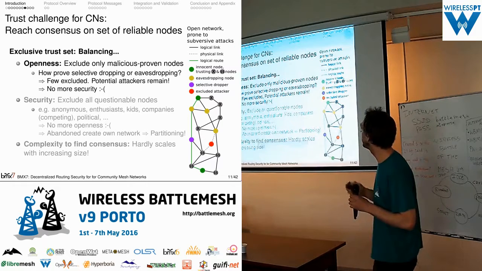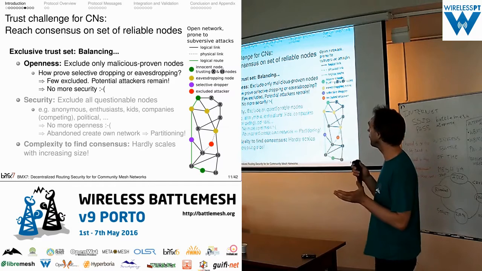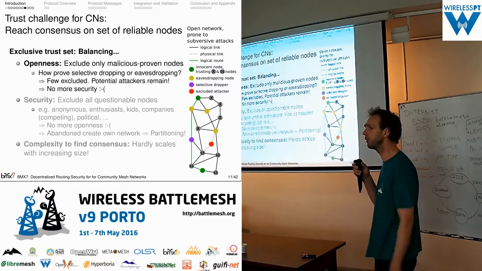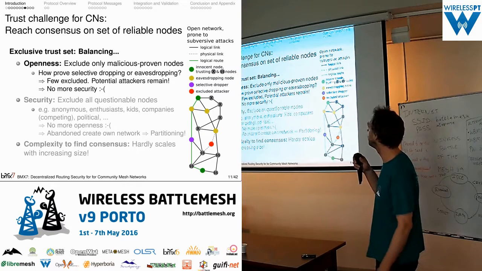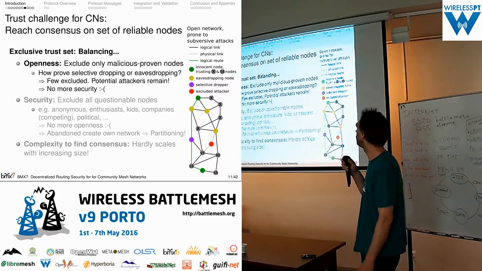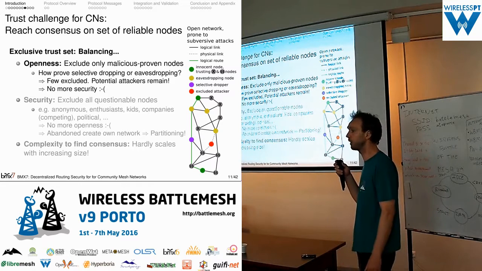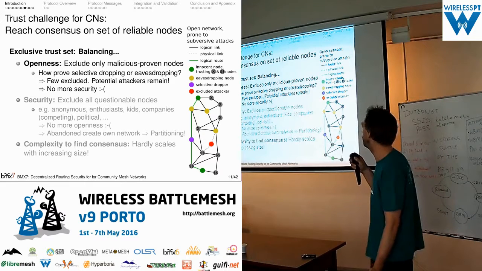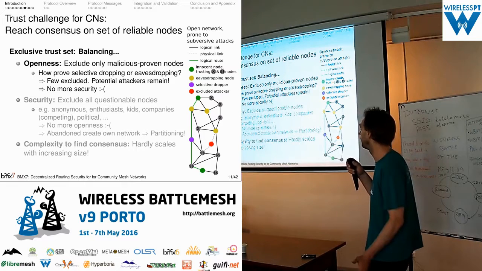Okay, the challenges that we have here: you typically have to balance between the openness of your network and the security of your network. If you opt towards openness, then you exclude all nodes that have proven to be malicious. But whoever proves to be malicious probably launched a very stupid attack. And anyway, how can you prove that somebody is listening to your traffic or selectively dropping your packets from time to time?